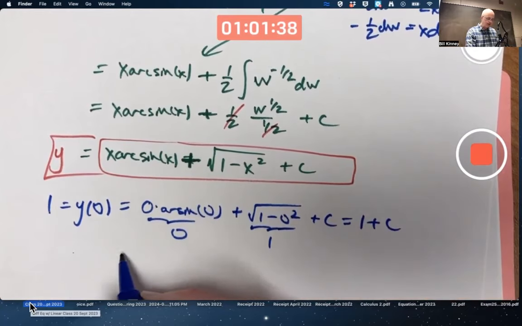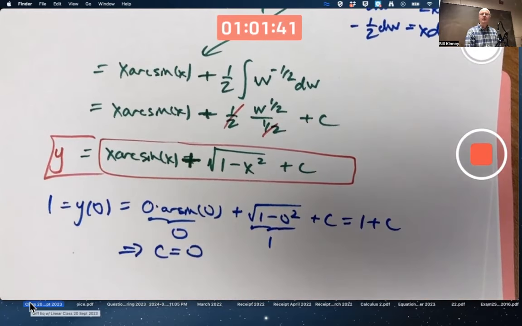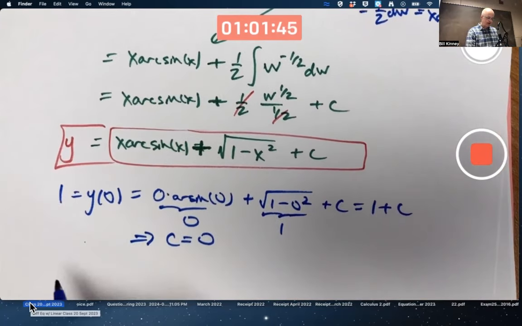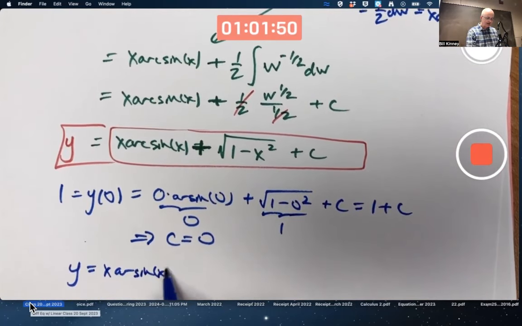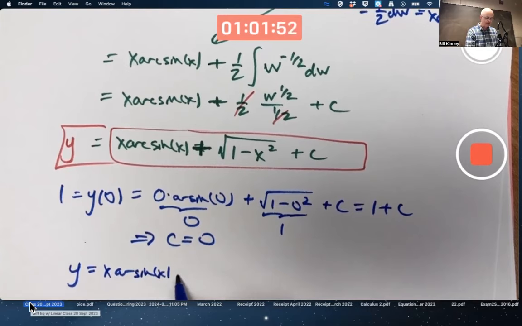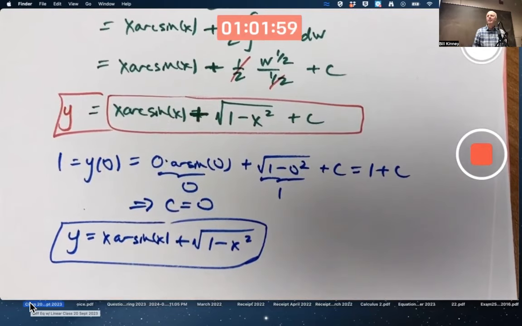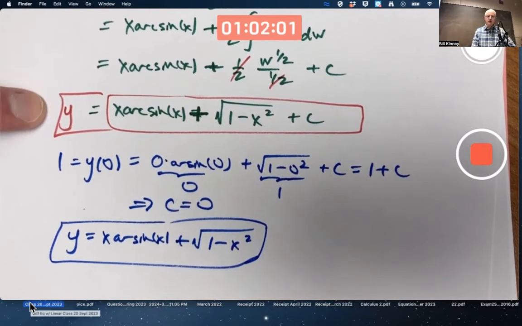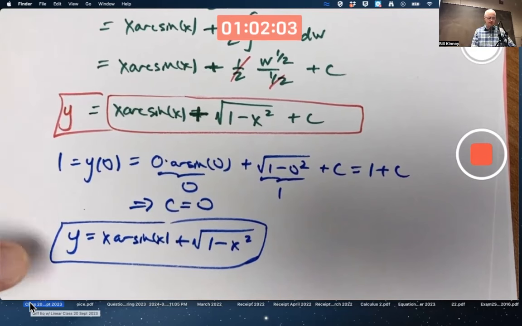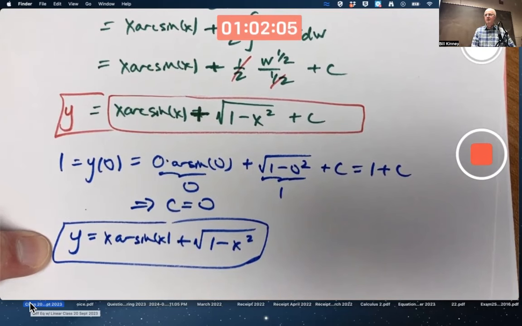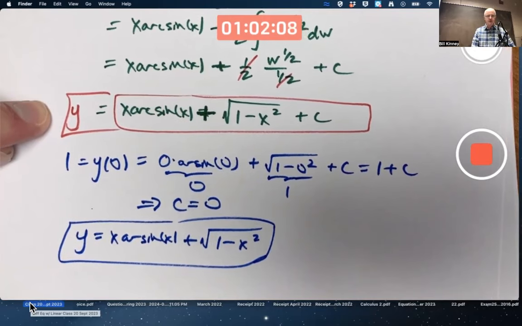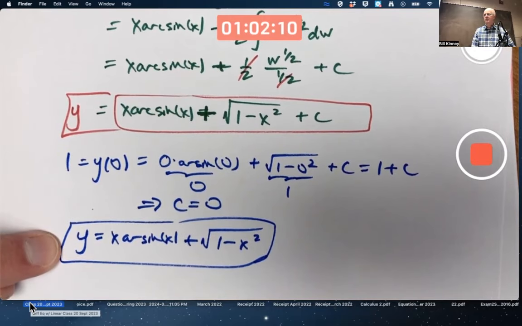Solve for c, subtract 1 from both sides. That means c is 0, even though the initial value is 1. Your unique solution of the initial value problem is x arcsine of x plus square root of 1 minus x squared plus 0, which I won't bother writing. This is the general solution. This is one unique solution to the initial value problem. General solution of differential equation, unique solution of initial value problem.